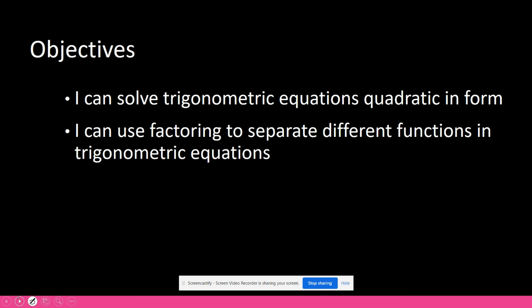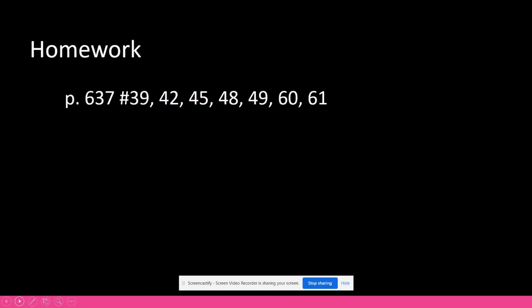So that's us solving trig equations in a specific restriction and us factoring to help us solve these equations. So this is what I'd like you to try for homework on page 637, numbers 39, 42, 45, 48, 49, 60, and 61.